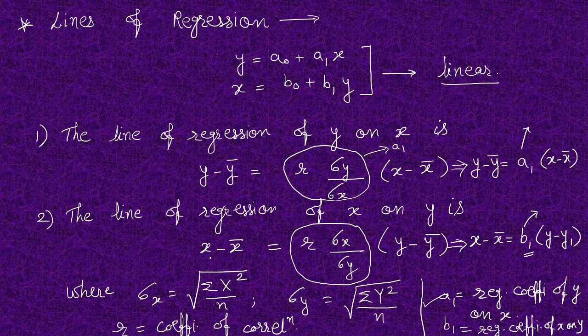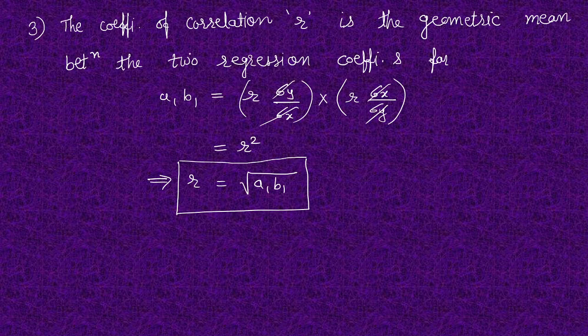Similarly, line of regression of x on y is given by this, where r into sigma x by sigma y, this value equal to b1, and b1 equal to regression coefficient of x on y, where sigma x and sigma y values are these. Now third point, the coefficient of correlation r is the geometric mean between two regression coefficients a1 and b1. We substitute the values, then we get r square. That means r equal to under root of a1 and b1.